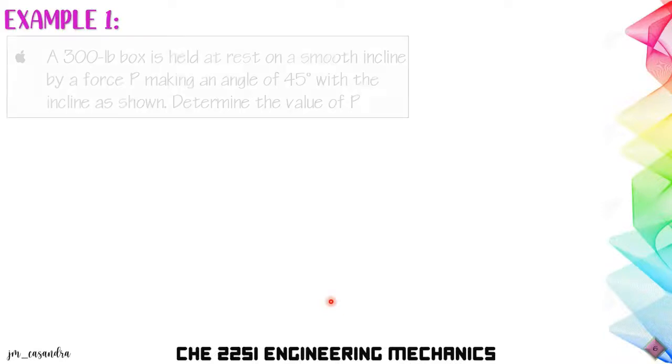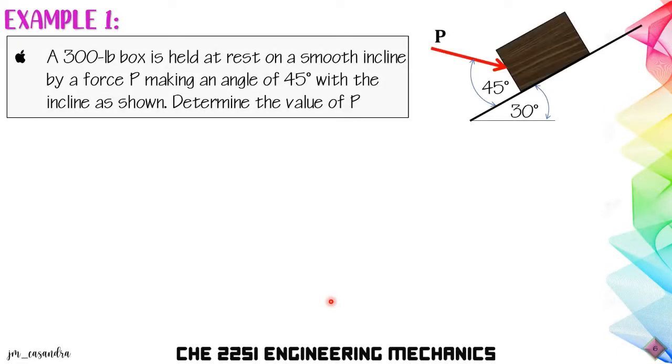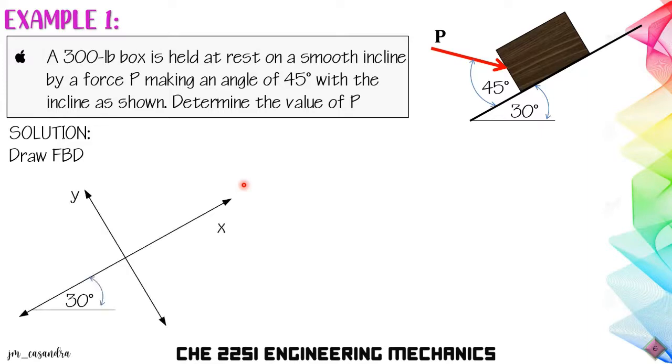To further understand our discussion, let's have some examples. For example number 1, we have a 300-pound box held at rest on a smooth incline by a force P making an angle of 45 degrees with the incline as shown. Determine the value of P. To solve this problem, we first have to draw our FBD. Our x and y axes will be rotated at 30 degrees from the horizontal.